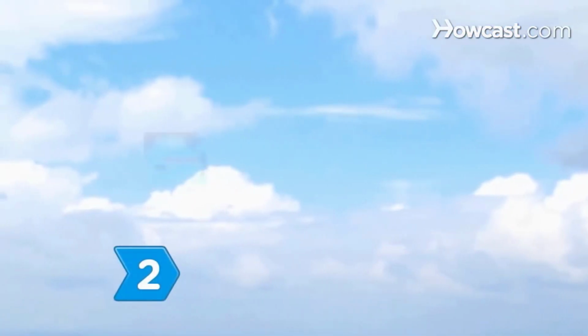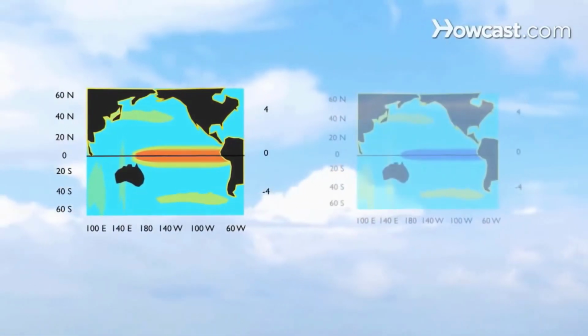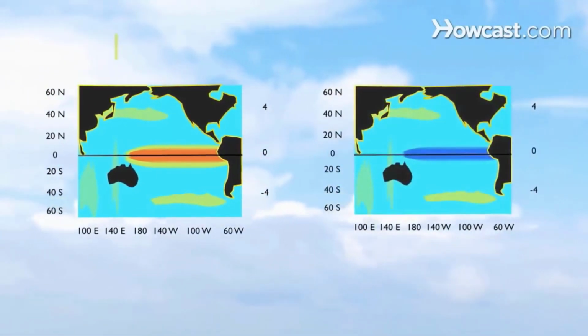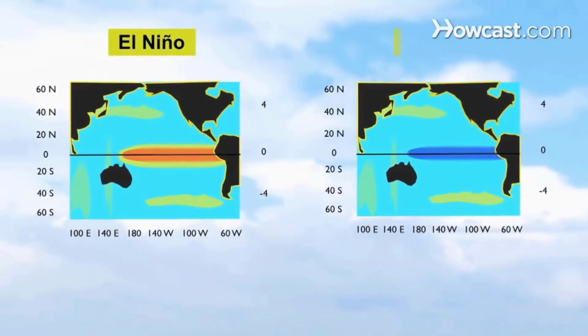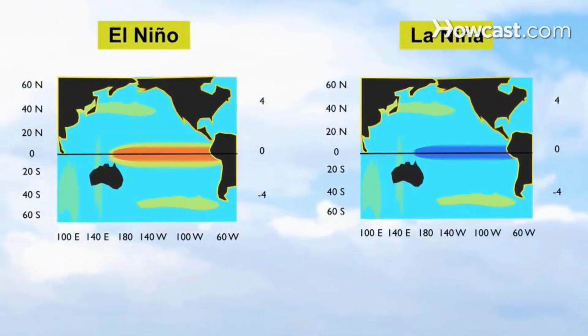Step 2. Be aware that there are relatively few climate conditions that can serve as reliable predictors of long-range weather behavior. El Niño and La Niña are examples of climate conditions used in long-range forecasts.